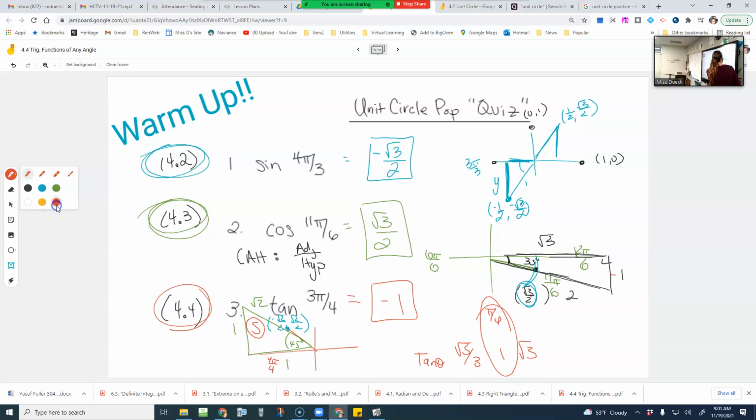Ryan, do you see it? But it would have been a negative, because I'm going left. Opposite over adjacent would have been negative 1. All of them lead you to the same place, but you have to know how to use them.